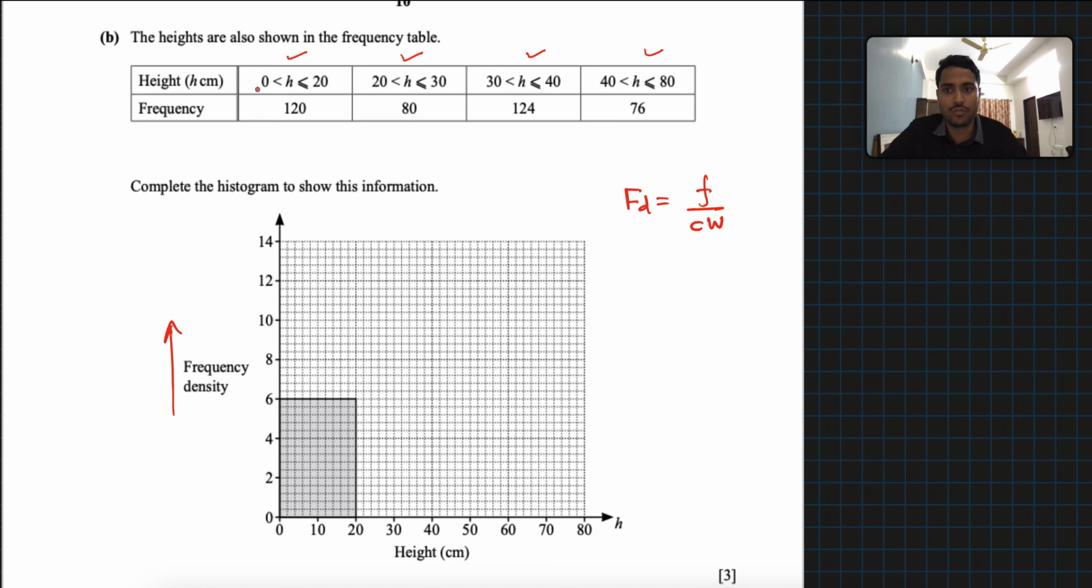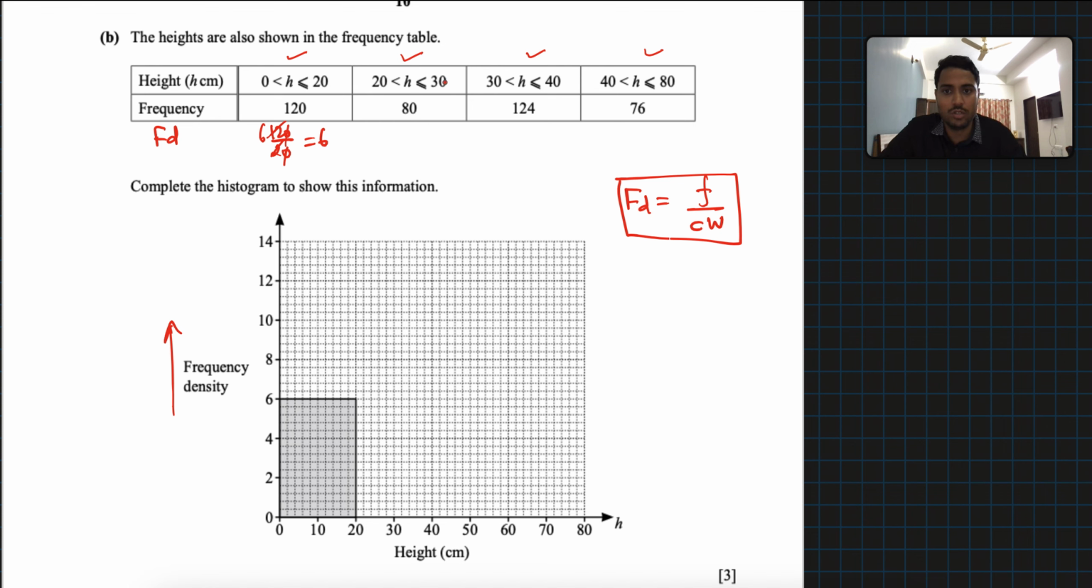So from 0 to 20, frequency is 120, and the height, the frequency density, is 6. But how? By using this formula. Frequency density is frequency upon class width. So if you have to find the frequency density for this case, frequency is 120. So 120 over class width. Class width is 0 to 20, that is 20. So 0, 0 cancel out, 2 1s are 2, 2 6s are 12. That is how for the first class interval 0 to 20, the frequency density is 6. Similarly, we can calculate the frequency density for each and every class interval.